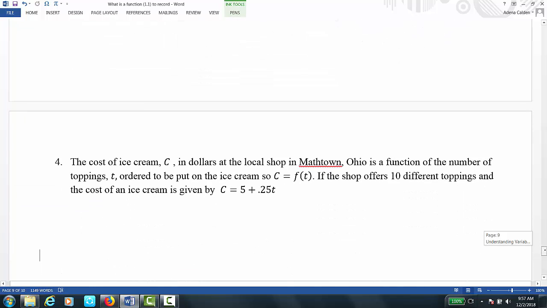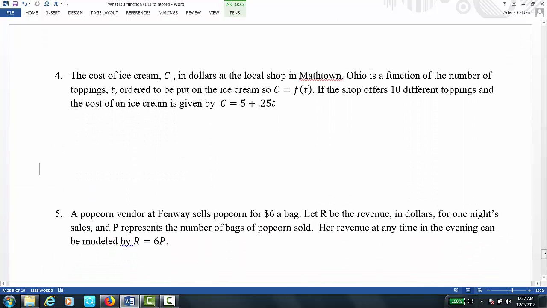Finally, I want to look at some word problems and determine if I can figure out where they are increasing or decreasing. So let's start with the ice cream shop. Remember, the cost of our ice cream is given by C equals 5 plus 0.25t. And here, my t values are going to vary from 0 to 10. If I plug in 0, I get C equals 5. If I plug in 1, I get C equals 5.25. Remember, we did this with domain and range. Then, if I plug in t equals 3, I'm going to get 5.75, so on and so forth.